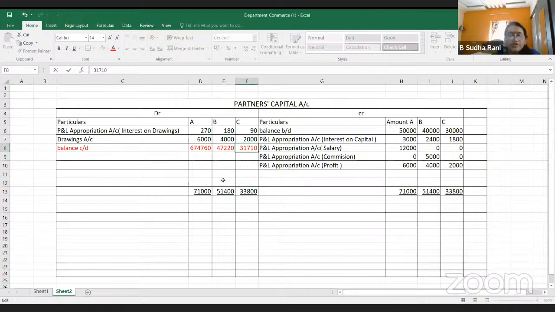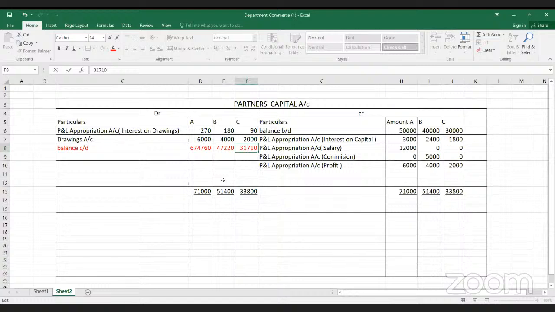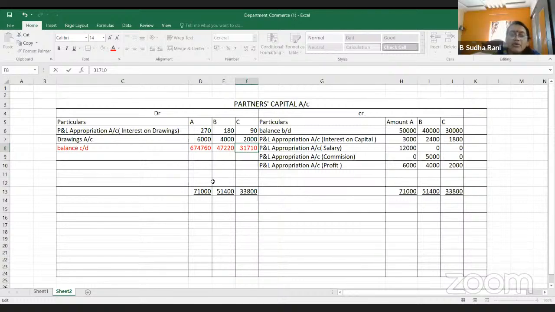This one you understood? P&L appropriation. Next, I would like to teach you partner's capital. The total is 64,760. And on the next date, you should write balance brought down and leave it. 64,760, 47,220, 31,710. Okay? This is partners' capital.